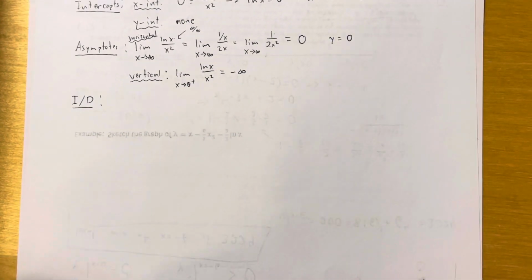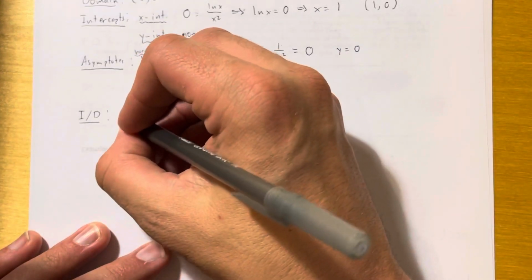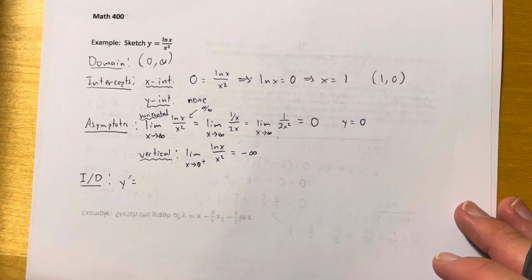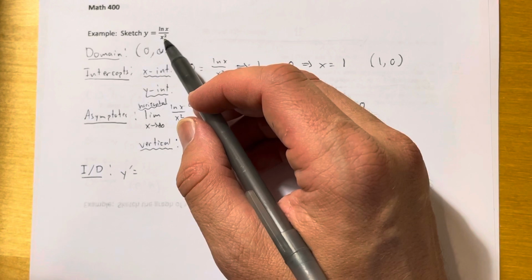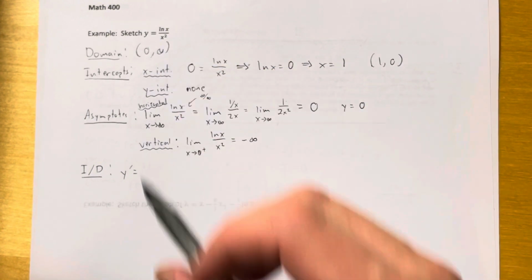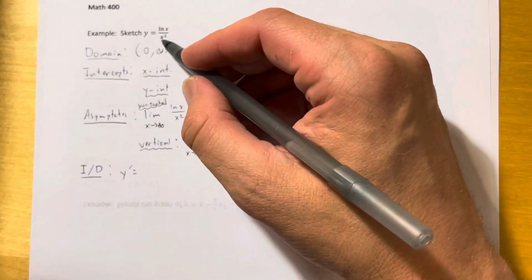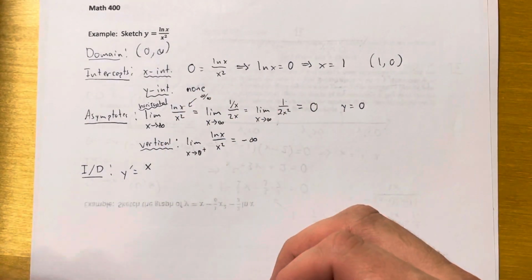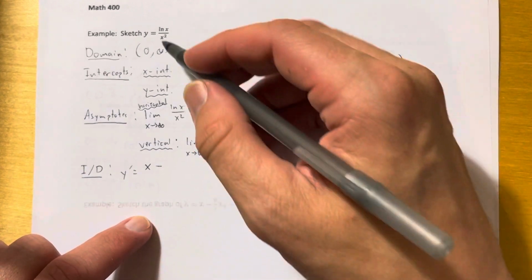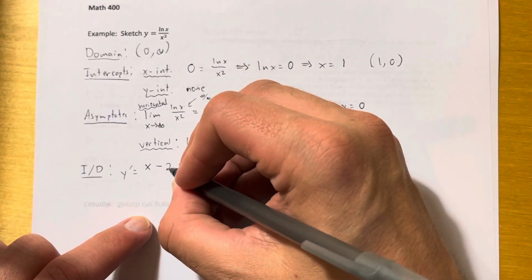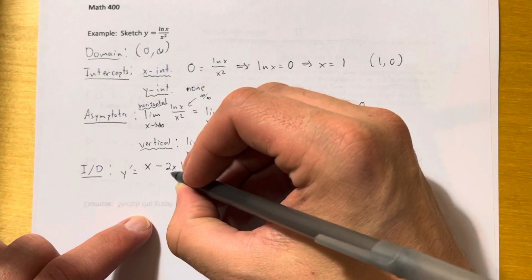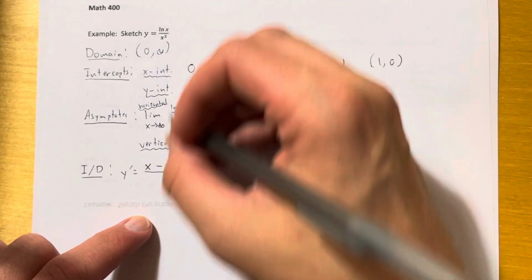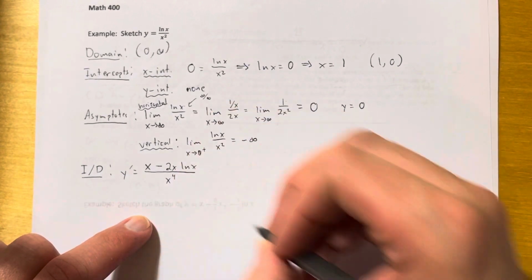Okay, so we need a derivative here. Y prime is equal to what? I need to use my quotient rule for this. So my denominator times the derivative of my numerator. That'd be x squared times 1 over x, which is just x, minus the top function times the derivative of the bottom. That would be 2x natural log of x all over x squared, my denominator squared. That's x squared squared, or x to the 4th.